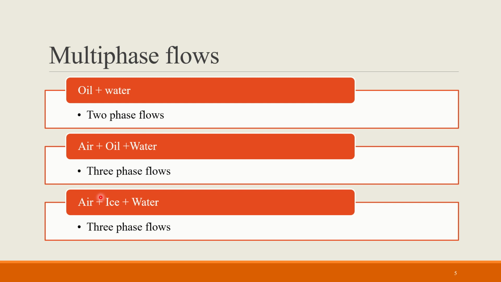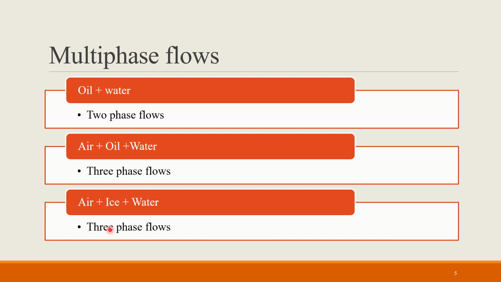So we have air, ice and water. Again here we have three phases. Air is one phase, ice is one phase, water is another phase. So again here it is three phase flow. Although after some point ice would be melting into water depending on the thermodynamic properties of the system, at present we consider it as a three phase flow system.